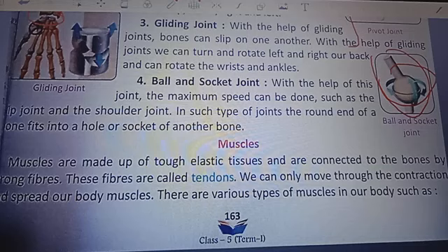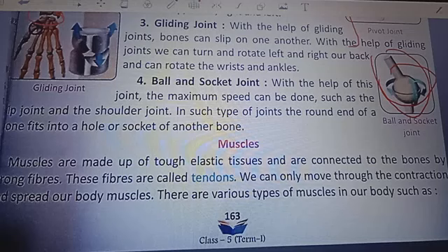These fibers are called tendons. We said that all our muscles are connected to bone by strong fibers. These fibers are called tendons.